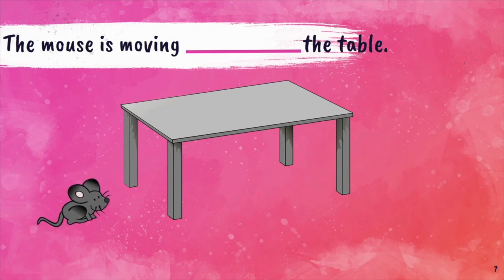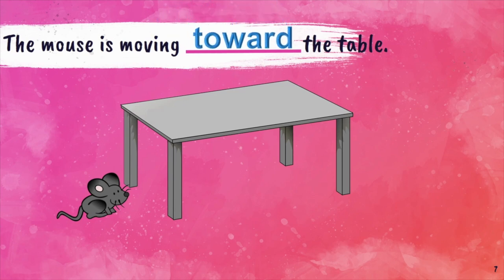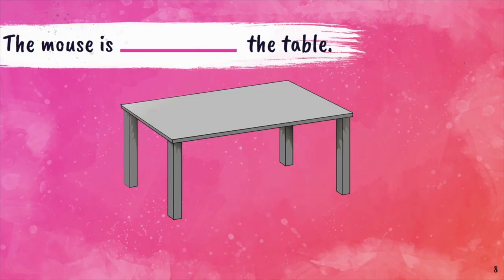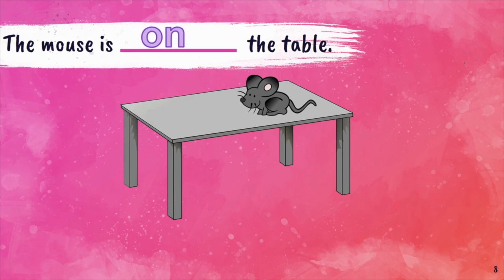The mouse is moving like the table. Good job! The mouse is moving toward the table. Let's give it another go. Where's the mouse located? Awesome sauce, boys and girls. The mouse is on the table.